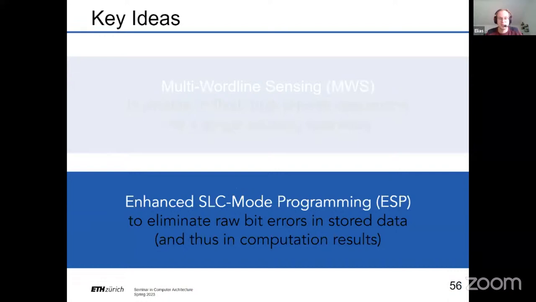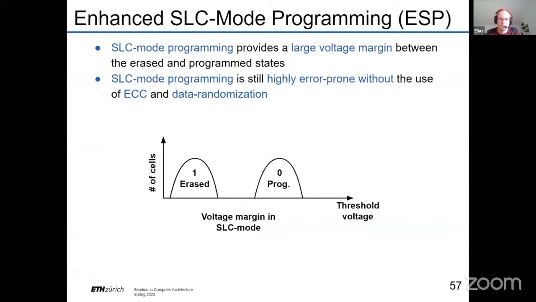Now let's shortly talk about this enhanced SLC mode. Is it clear to anyone what SLC means? Or multi-level cells, or triple-level cells for NAND flash. Since I can't hear anything from you, I assume it's clear.